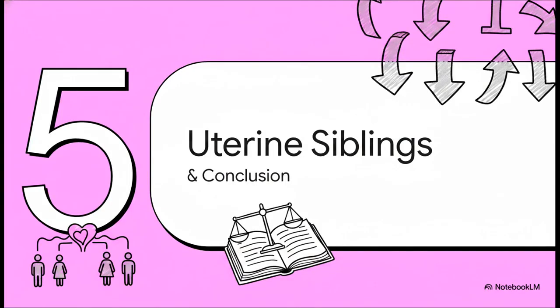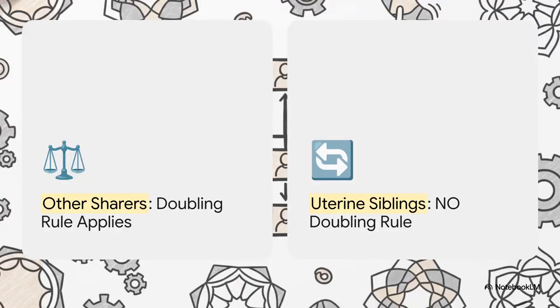Let's hit our final stretch. Section 5, Uterine Siblings and Conclusion. Now, uterine siblings, meaning they share a mother but have different fathers, are a really unique branch. When we look at them, a lot of the normal rules get turned entirely upside down. Notice how, for almost all other sharers we talked about, the male gets double the female's share, just like we saw with that 1-to-2 ratio a second ago.